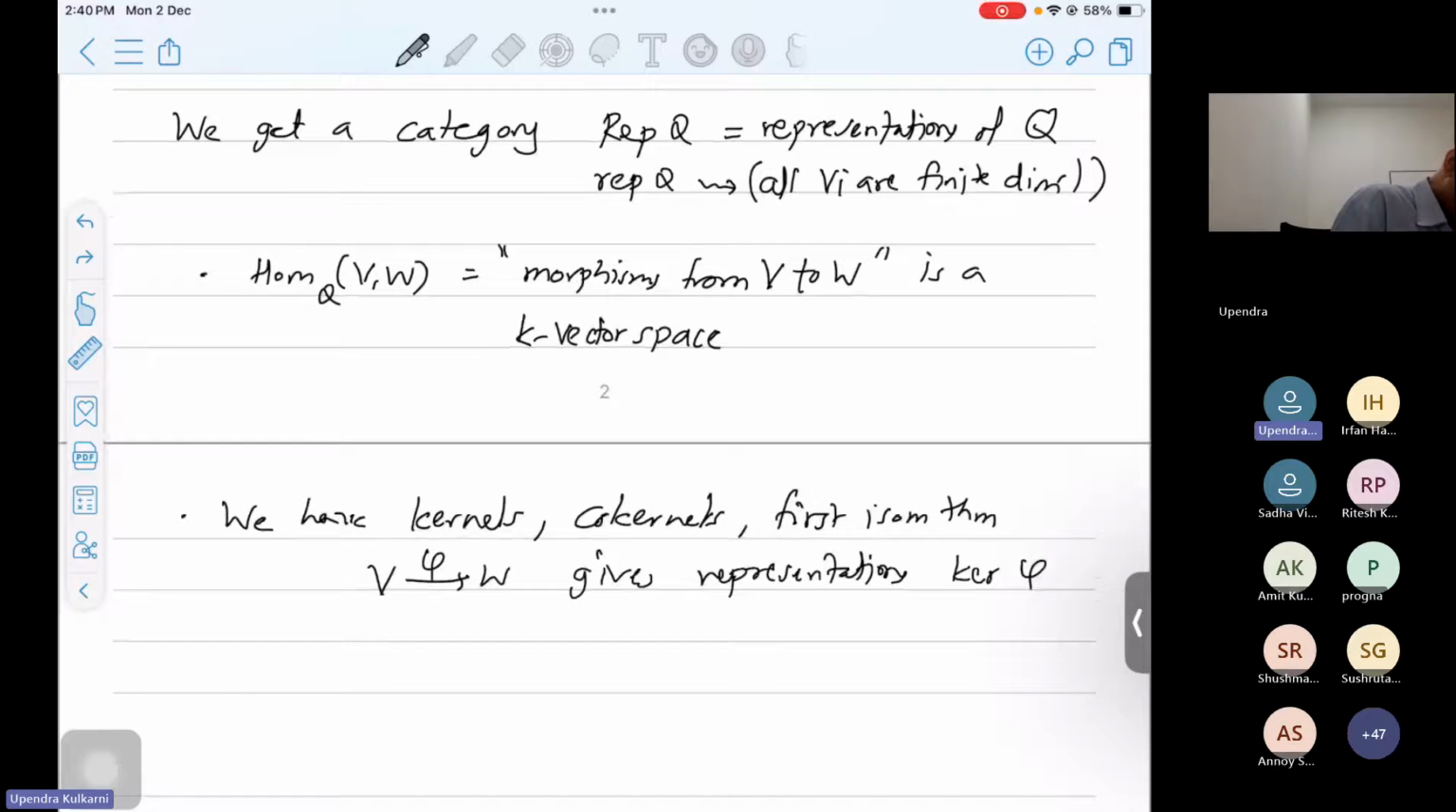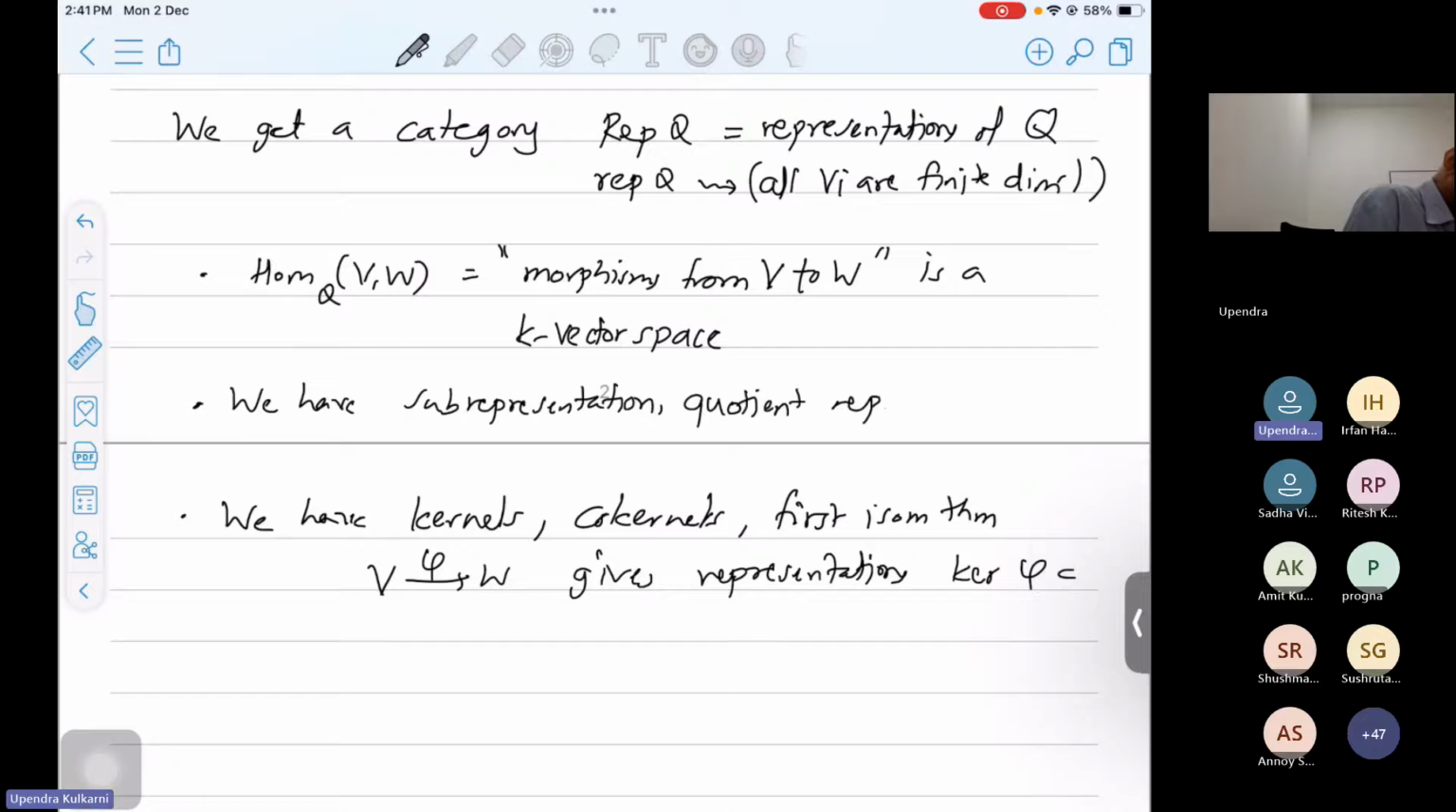Representations, kernel of phi. Okay, even before this, I should have said that we have the notion of sub-representation and quotient representation. If this is too many words at once, just hold on for a bit, because we are going to see examples of all of these things. And in tutorials, you will do hands-on calculations with these in examples.